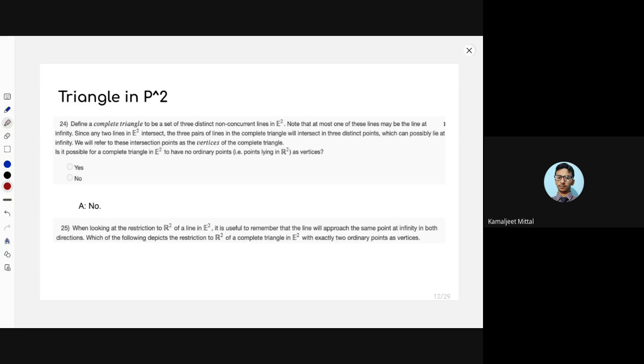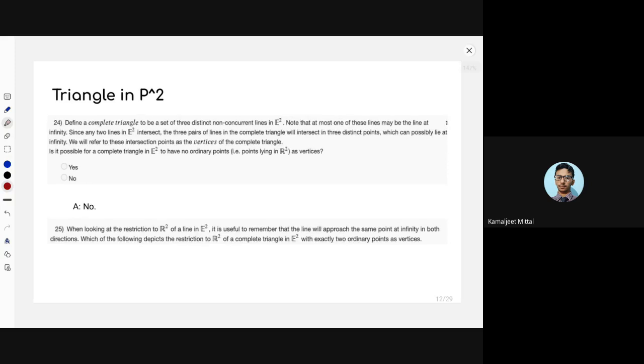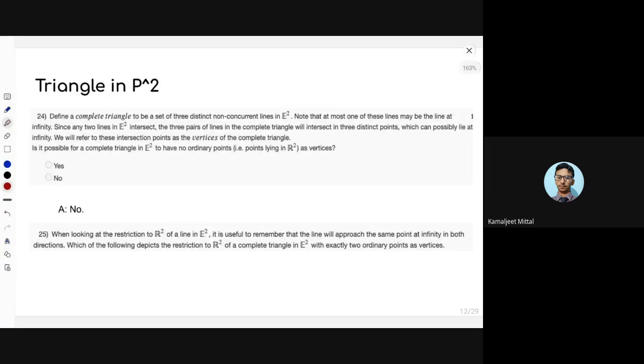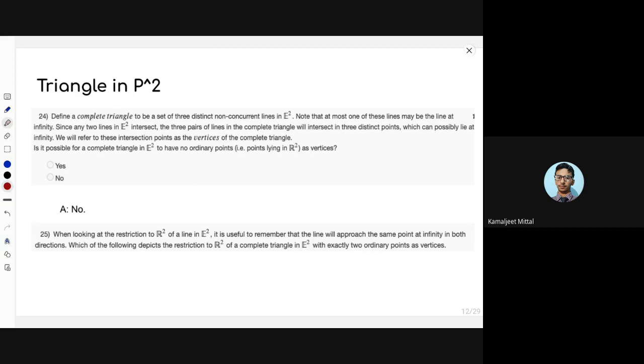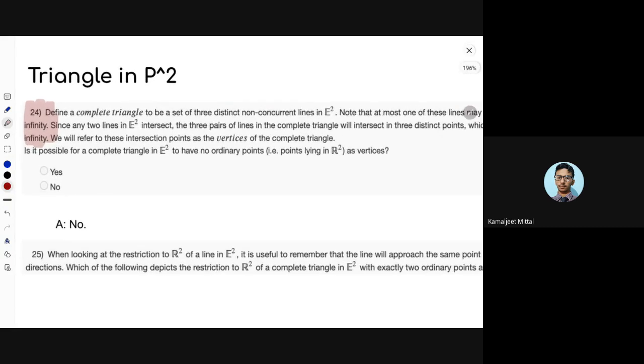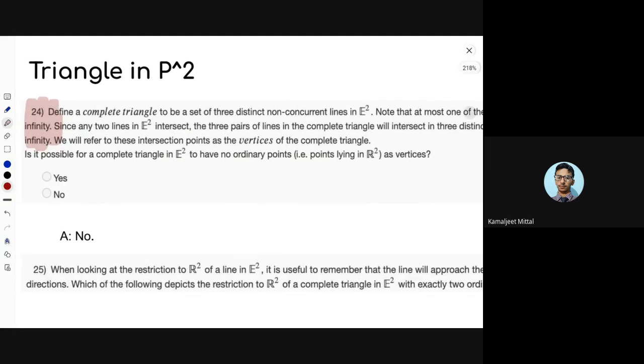I've already discussed this. We already know what a triangle is, so we don't need to see this definition anymore, and there's no need to go into that. Now let's come back to the question directly. Is it possible for a complete triangle in P2 to have no ordinary points as vertices? That means no vertex of the triangle in P2 is an ordinary point.